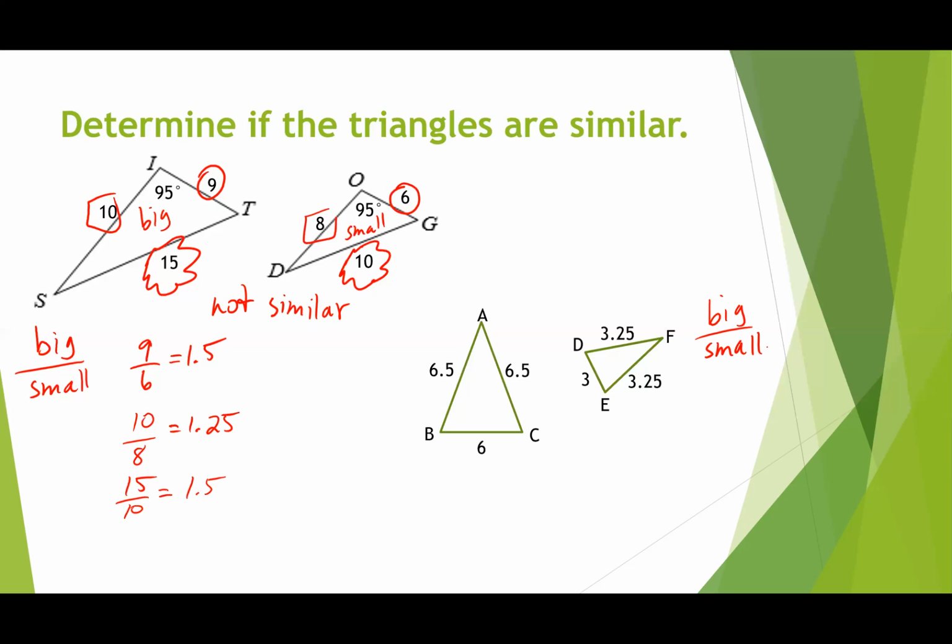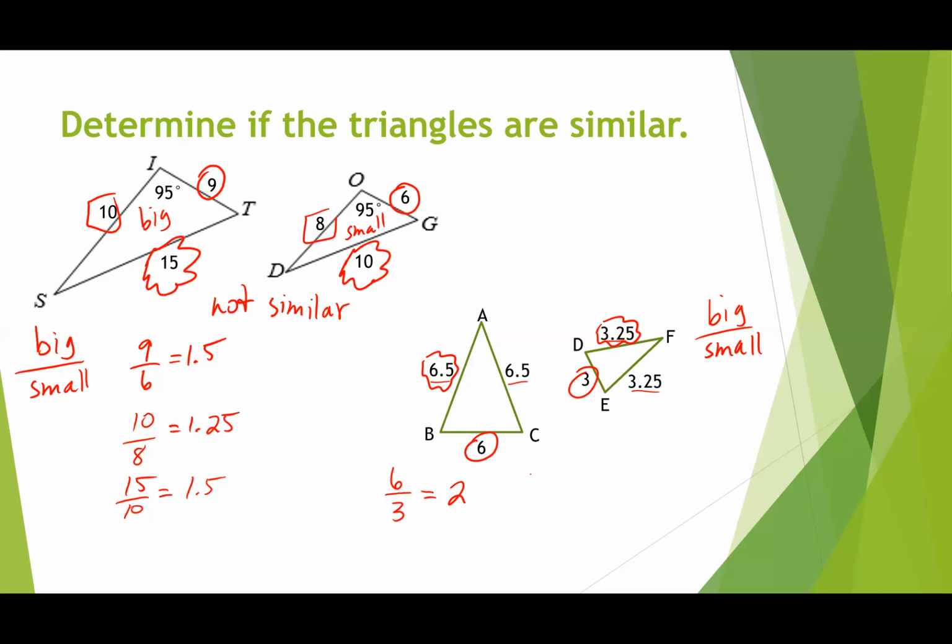Okay, and I notice here I really only have to do 2 ratios because on each triangle I have 2 sides that are the same length. So I only have to compare 2 pairs of sides. So I've got the 6 matching with the 3, and then the 6.5 matching with the 3.25. Again, I'm going to do a big measurement over a small measurement. So 6 over 3, and 6 divided by 3 is going to be 2.